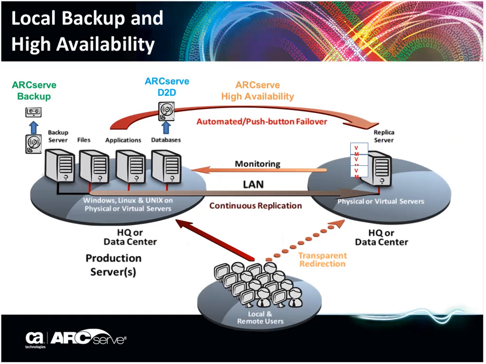We're now using the high availability in conjunction with ArcServe backup and ArcServe D2D. Remember, all the capabilities in ArcServe replication are also included in our high availability solution. So now this gives you the automatic failover and failback. The ArcServe high availability solution uses a heartbeat. It monitors the primary server. If there's not a response, then you as the administrator have the opportunity, based on how you've configured it, to push button failover or to do automatic failover to that disaster recovery site.